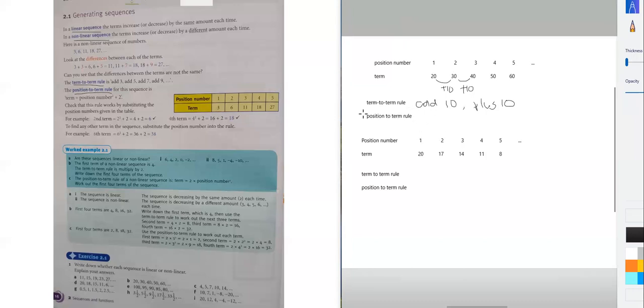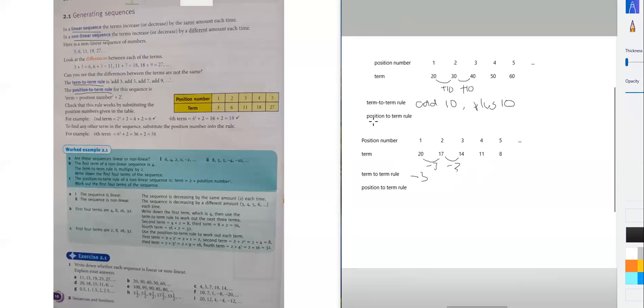And don't talk about the position first. Let's see the second example. This one is minus 3, right? Minus 3, every time minus 3. So your term to term rule will be minus 3. Okay, you can write it in this symbol or just use words to write down minus 3.